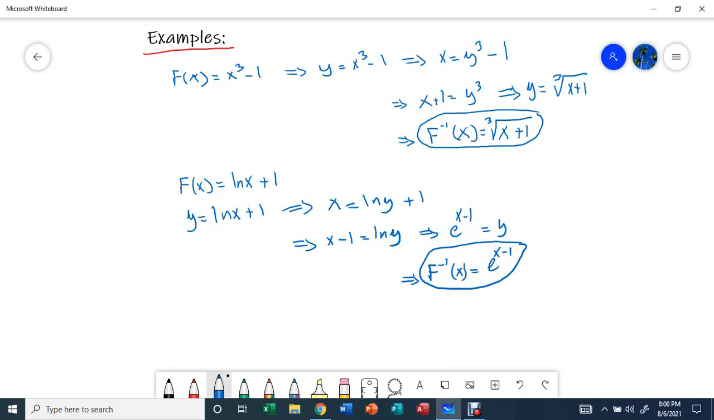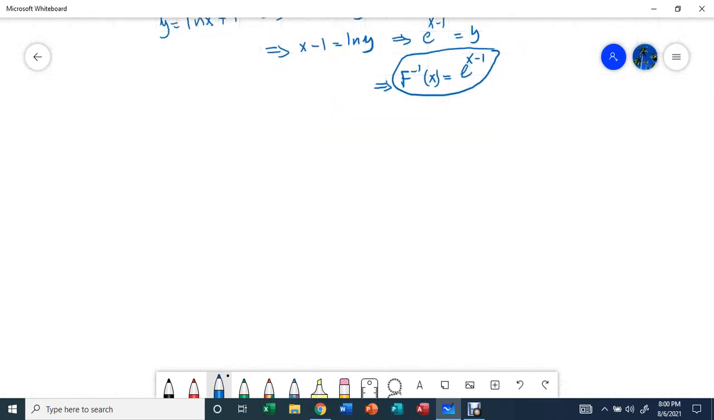Now let's do the last example here. Same process, same steps, but with a rational function this time. So f of x equals x plus 1 divided by 2x minus 3. This is equivalent to y equals x plus 1 divided by 2x minus 3. Now you swap x and y, so x equals y plus 1 divided by 2y minus 3.